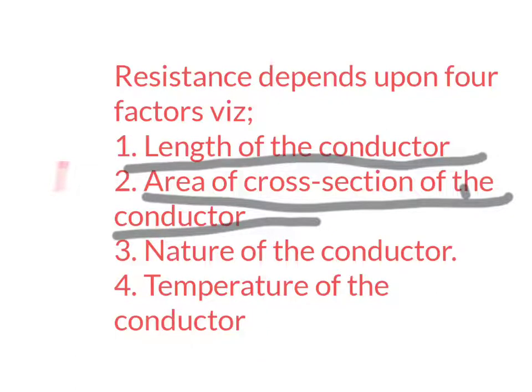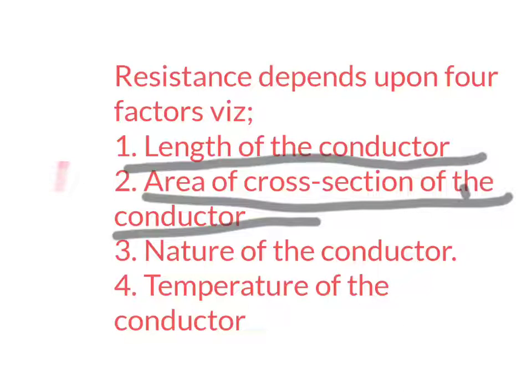Third is the nature of the conductor. This means what type of conductor we have, whether a conductor made up of iron or of copper. So actually, what is the nature of the conductor? What is the material that has been used to make the conductor, whether it is iron or copper or whatever material it may be made of. Fourth and last one is the temperature of the conductor. These are the four key factors on which the resistance of a conductor depends.